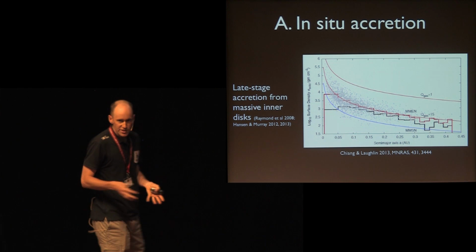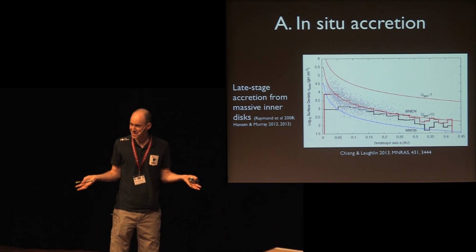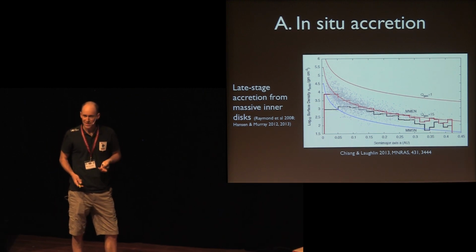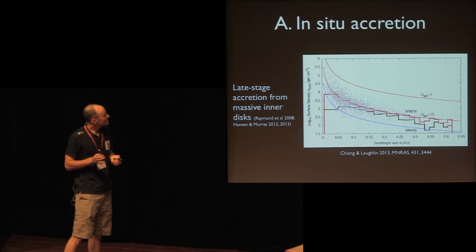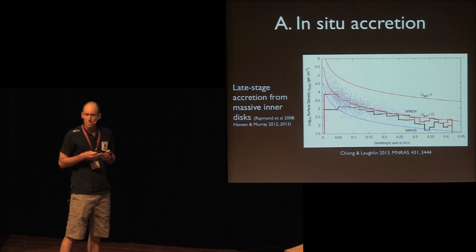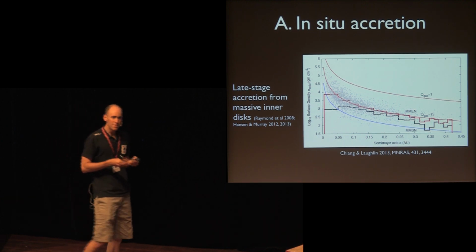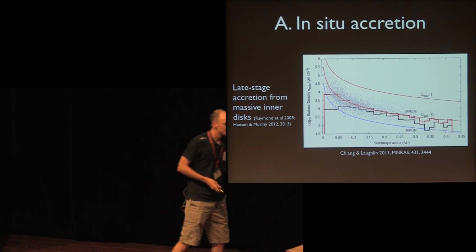So what do you need to do this? You need a close and very massive disk, like I just said. And so Chang and Laughlin have a recent paper on this where they did something really neat. They basically constructed an analogy to the minimum mass solar nebula. They constructed a minimum mass extrasolar nebula.